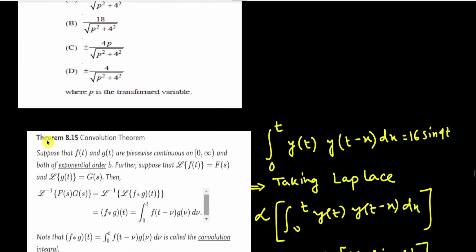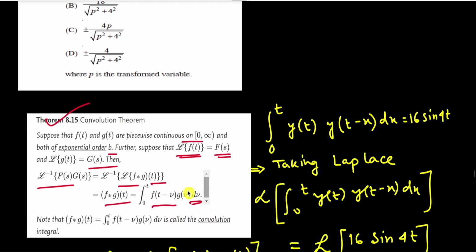The convolution theorem says that suppose f(t) and g(t) are two piecewise continuous functions on 0 to infinity and both of exponential order b. Further, suppose that L of f(t) equal to F(s), and L of g(t) equal to G(s), then L inverse of F(s) G(s) equals f compose g into t, which is equal to integration 0 to t f(t minus v) g(v) dv.